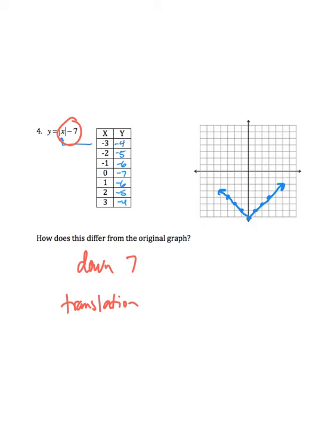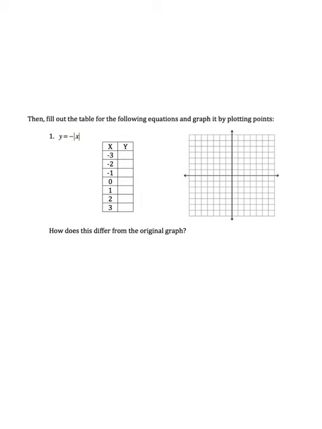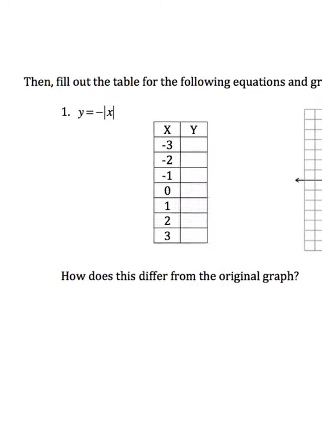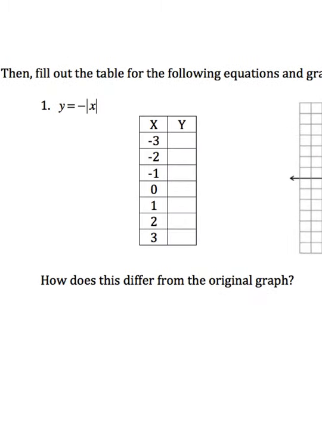So let's look at a couple more examples and see what's going to happen. Some will not be translations. So what's going to happen if we have y equals negative absolute value of x? Well, a lot of people think, well, absolute value is always positive, so it's always going to be positive. But what's happening here is we take the absolute value of negative 3. So maybe, let me write this out. So we do the absolute value of negative 3, and then we make it negative. So that's going to be negative 3, because the absolute value of negative 3 is 3, and then we make it negative.